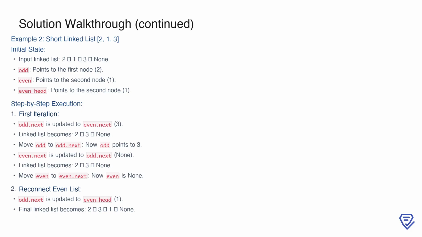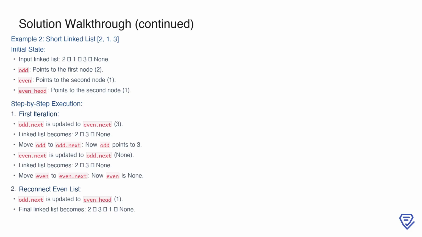Now, let's look at a shorter example with the linked list 2 1 3. Initially, the odd pointer points to the first node with value 2, the even pointer points to the second node with value 1, and even_head also points to the second node. In the first iteration, we update odd.next to point to even.next, which is the third node with value 3. This skips the second node, and the linked list now looks like 2 3 none.